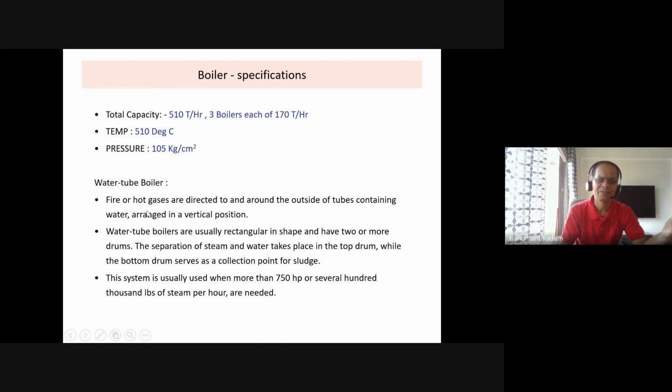Something brief about a boiler. Actually, today's session is not related to the boiler, but you can read it. Hot gases are directed around. This is a water tube boiler, usually rectangular in shape, and has two or more drums. We have two drums. The separation of steam and water takes place in the top drum, while the bottom drum serves as a collection point for sludge.